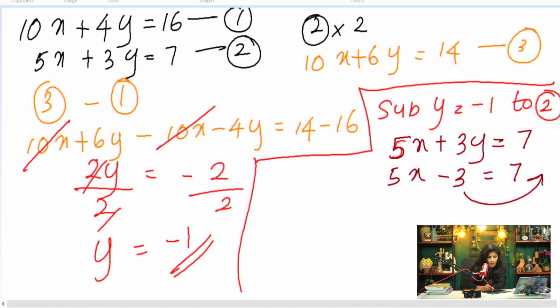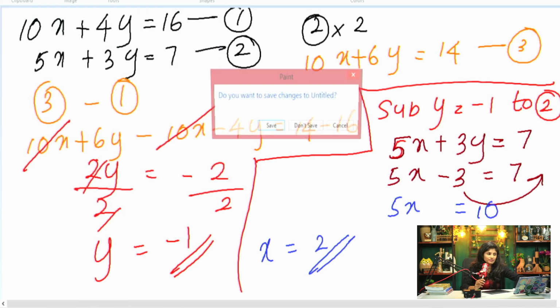Then 5x will be equal to 7 plus 3, that is 10. Dividing both sides by 5, you will get the answer x equals 2. That's it, x equals 2. We will move to our next question.